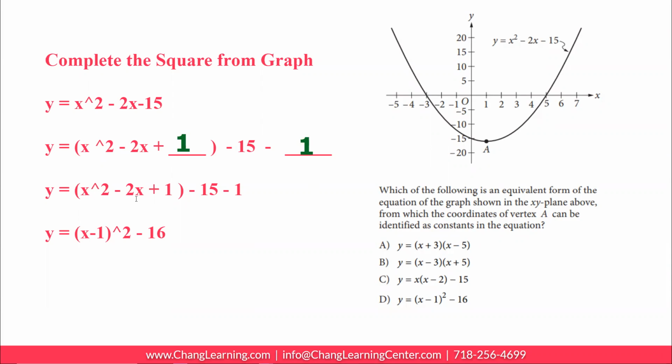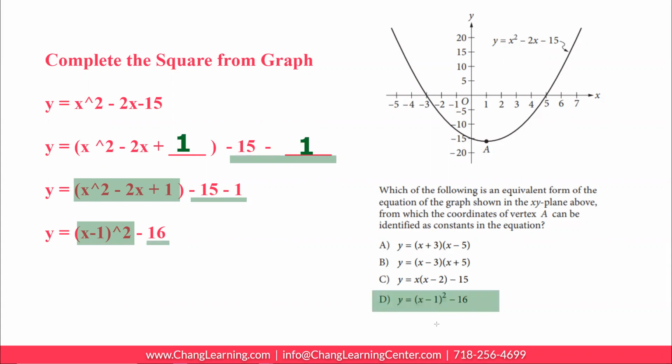Then we have x squared minus 2x plus 1, which is the perfect square, (x minus 1) squared. Since we have to subtract 1 to keep balance, we have -15 minus 1 is -16 as the k value. So the correct answer is choice D. y equals (x minus 1) squared minus 16, showing us that the vertex is at the point (1, -16).